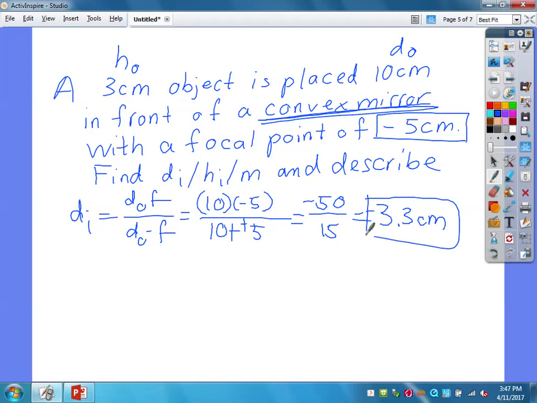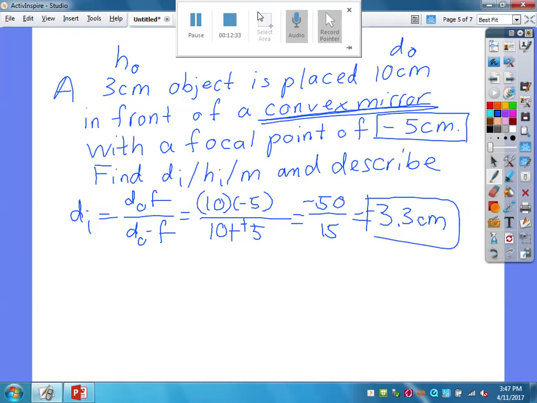I'm trying to think about this real fast for a second. Oh, everything's right there. Okay. -3.3 centimeters. All right, so let's go ahead and set this up. All right, sorry about that. So we get -3.3 centimeters.